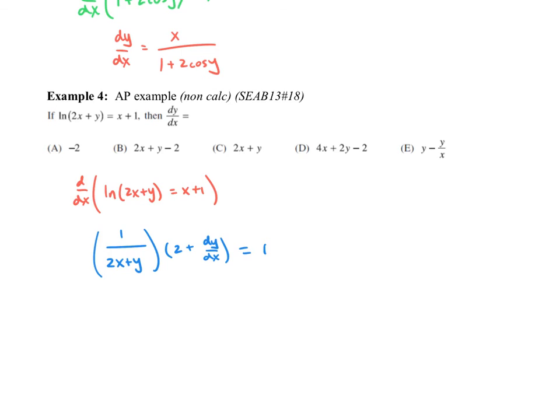Okay, so there's a few ways you could solve this, but what I would recommend is to multiply both sides by 2x plus y. And if you do that, you're going to have 2 plus dy dx on the left, and 2x plus y times 1 is just 2x plus y. And what that does is it allows us to access dy dx pretty quickly. So we just subtract 2 to finish the problem, and then we just go up to find our answer, which is option B.